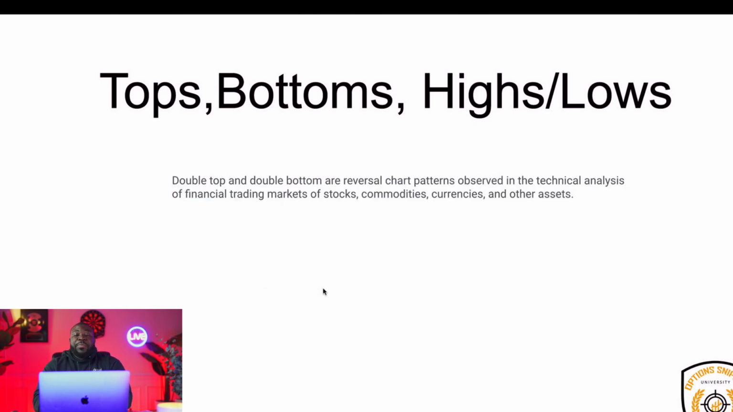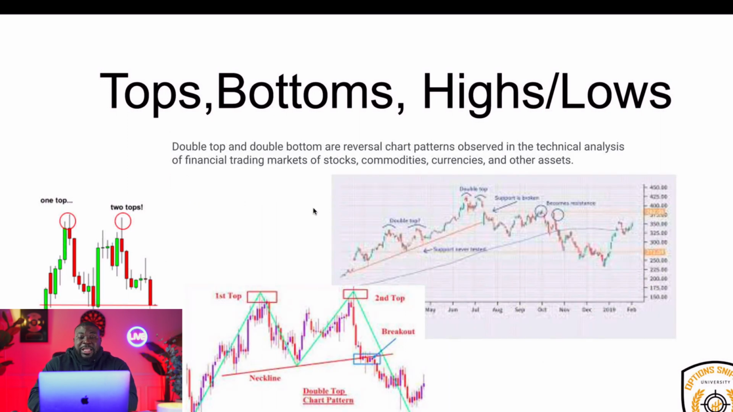So double tops and bottoms, what are they? Okay, well, they are reversal patterns observed based on technical analysis where a stock or commodity touches a price more than once or comes around the same price more than once. Okay, and this is what it looks like. Okay, this is a double top. You see on the chart the first top, the second top. It touched it twice, so it rejected, and then we moved down, okay? That's why they're called double tops.